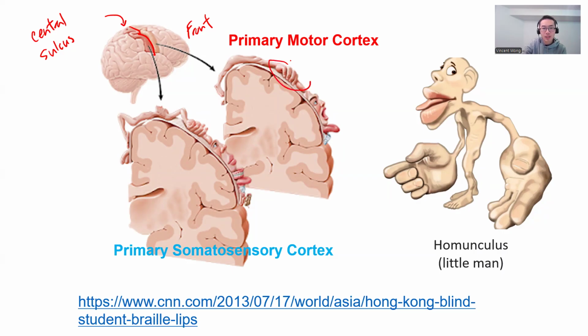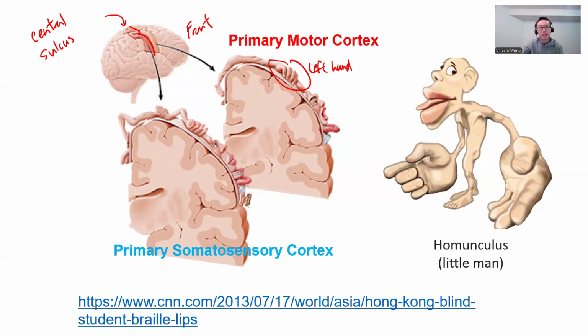So this would be the left hand that you will be controlling. Okay, the signal is going to go through the white matter, down the spinal cord, and then it's going to control the other side of the body. So primary motor cortex is for voluntary movement. Primary somatosensory cortex is for feelings and sensations from those body parts.